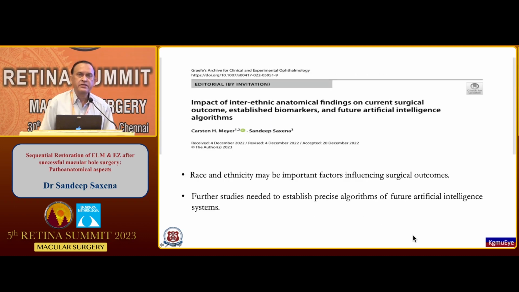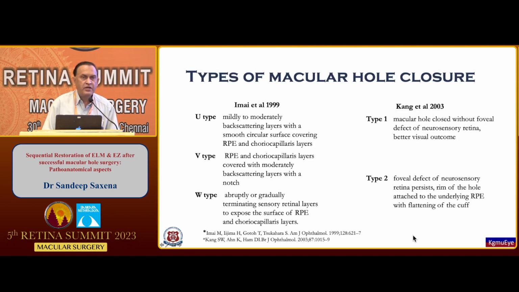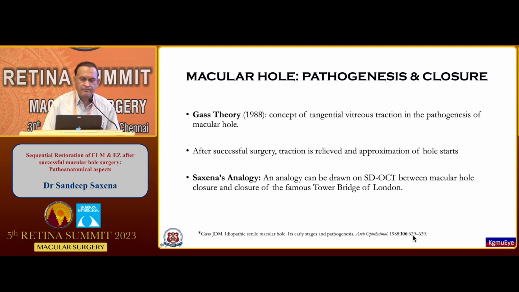In a recent editorial of 2023, we had highlighted the impact of race and ethnicity in the closure of the macular hole and the possibilities of developing algorithms through artificial intelligence to monitor macular holes and their closure. As we all know, several classification systems have been given for the types of macular hole closure, but I think the type 1 and type 2 closures stand well.